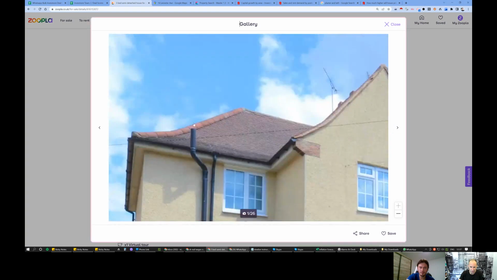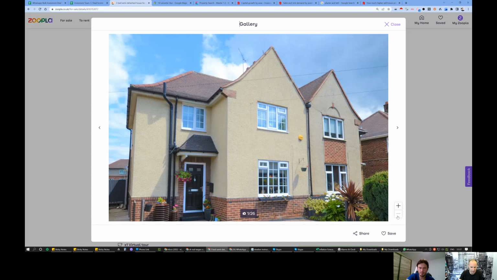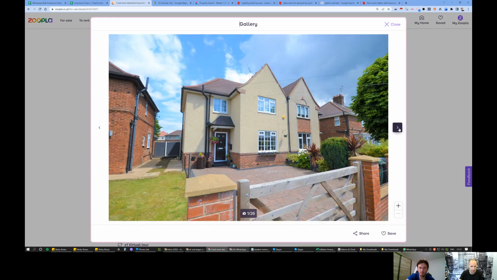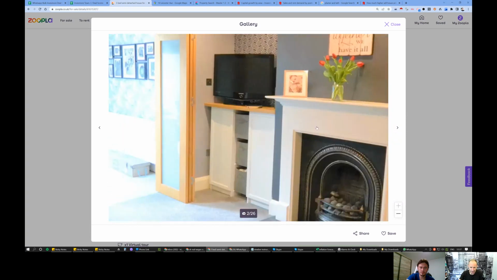This property has had a new roof. It's in really good condition. It's had a lot of interest. So 37 viewings and 5 offers, which is kind of proportionately, it's not that many offers. But it's a different market to Manchester, and therefore it's all quite buoyant, let's say.